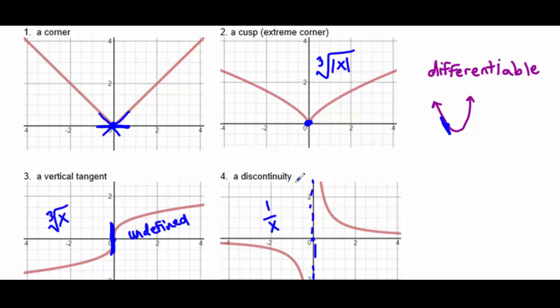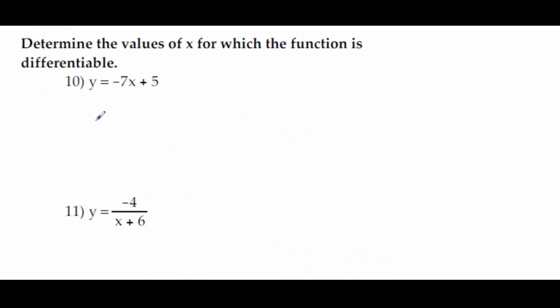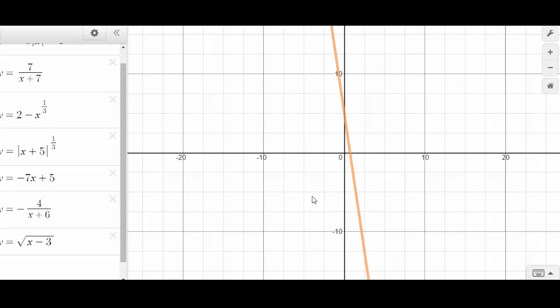So now let's do those problems. The whole rest of the review is related to this. So determine the values for x for which the function is differentiable. So what we want to do is either think about the graph or actually graph it. It's safer to actually graph it. And so I have in orange here the graph of negative 7x plus 5. What I'm doing is I'm looking for corners, cusps, vertical tangents, or discontinuities. None of those things are happening, which means this is differentiable the whole time. So from negative infinity to positive infinity.